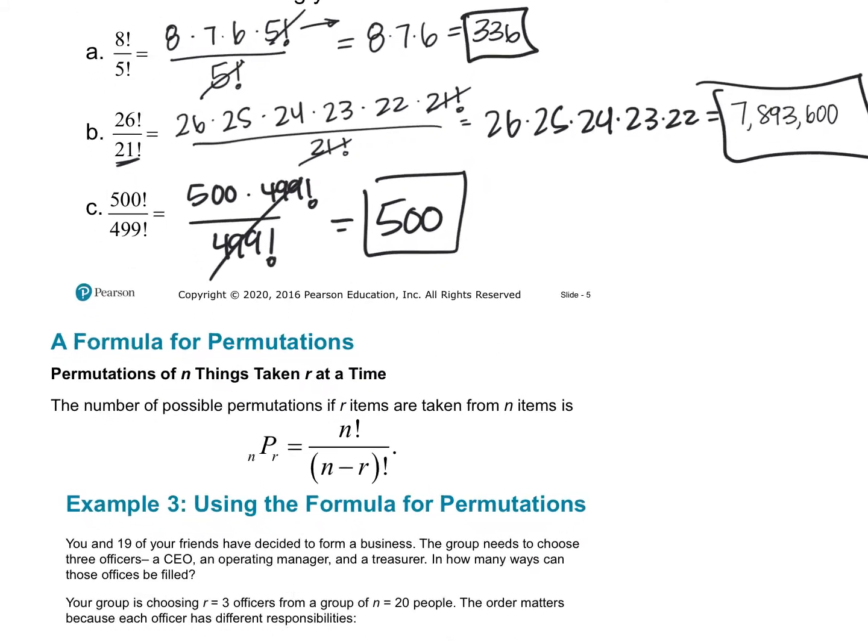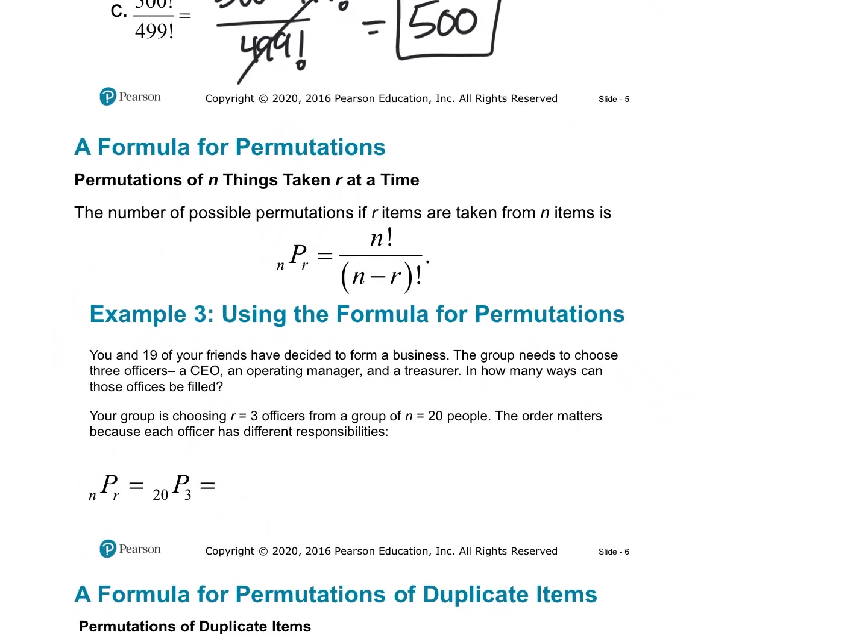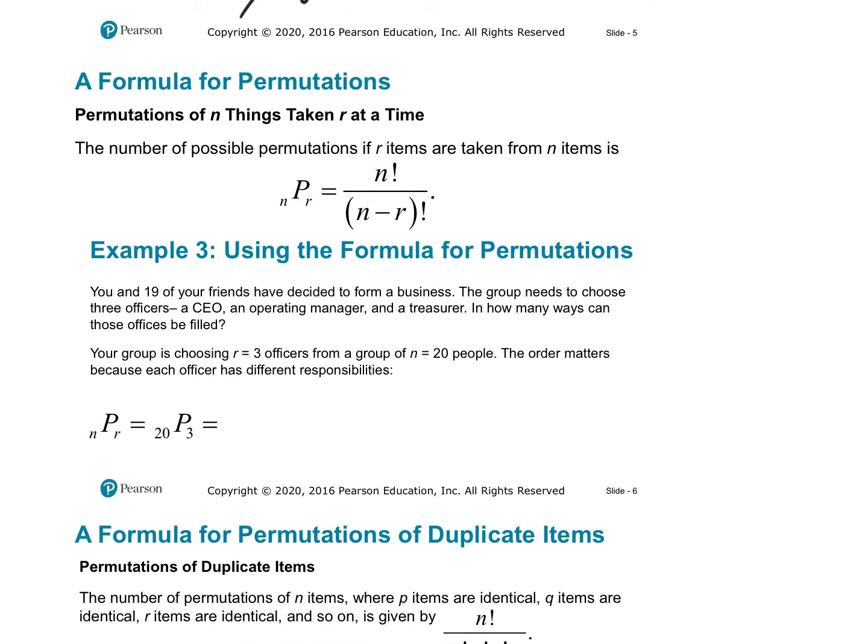All right, the formula for permutations: the permutation of n things taken r at a time. So the number of possible permutations if r items are being taken from n items. We call that nPr, which is n factorial over (n minus r) factorial.